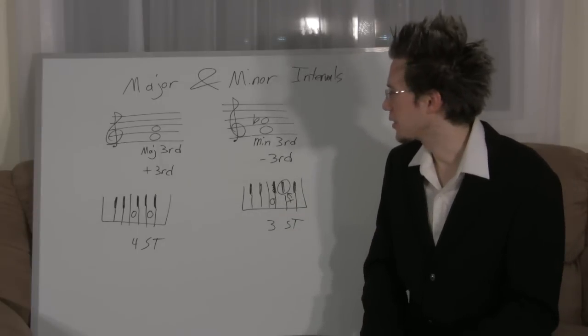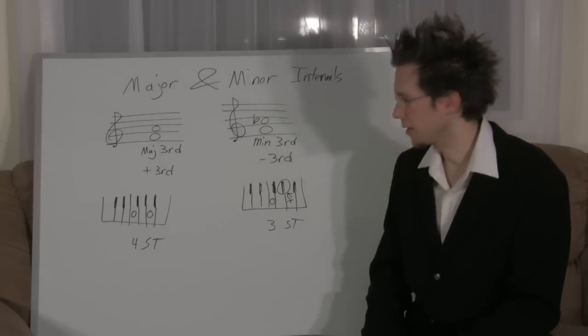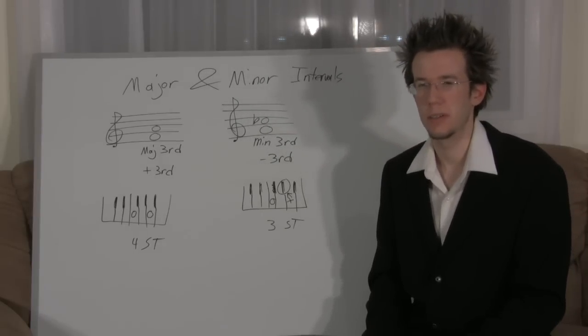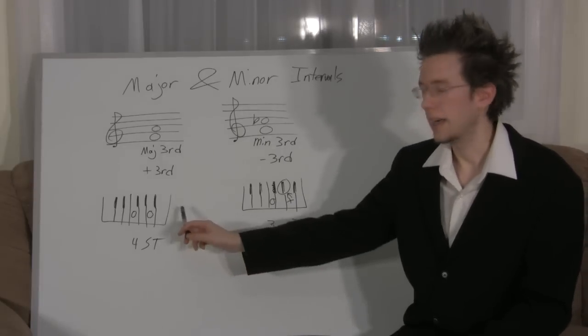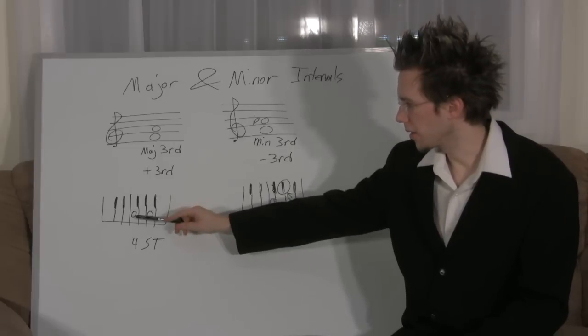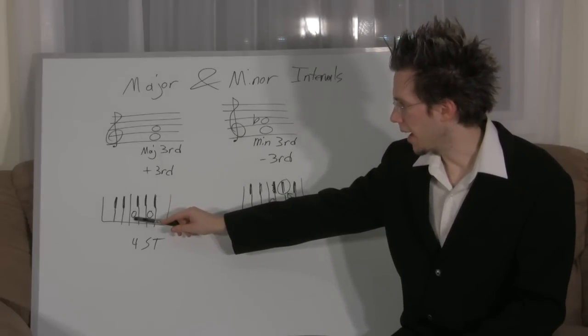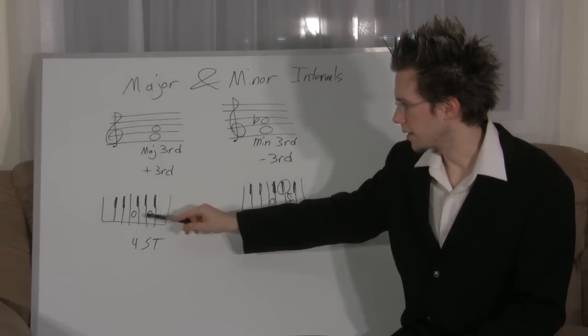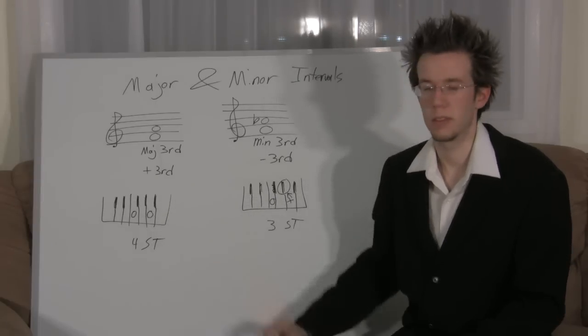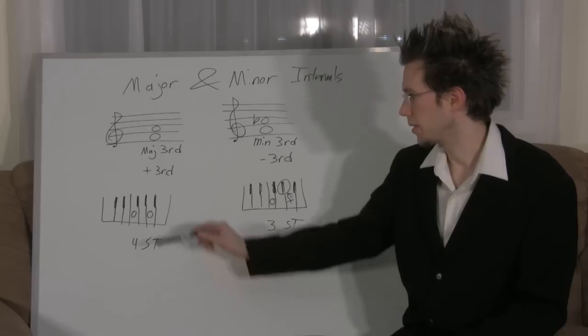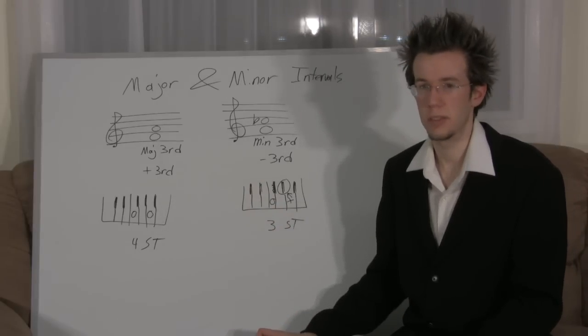Now, there are other things to help you memorize this. You can count the semitones between the notes. If you were on a piano, it would be on F, right there, and then to A. So it'd be 1 semitone, 2 semitones, 3 semitones, 4 semitones. So anything that's 4 semitones is a major third.